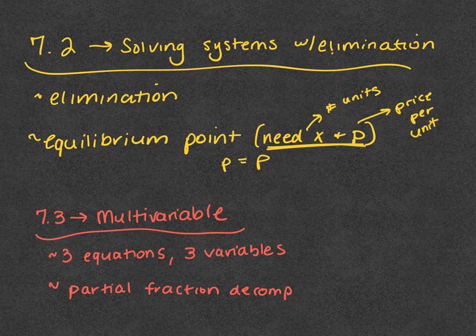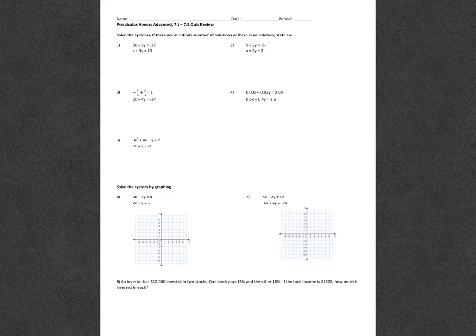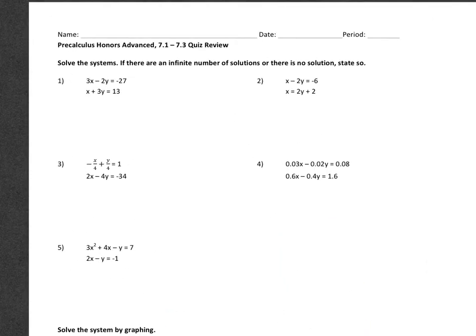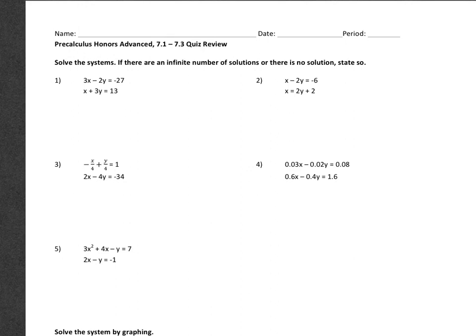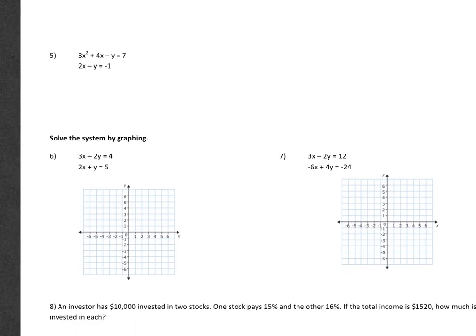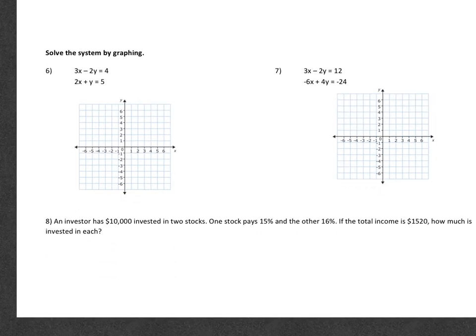And then 7-3 was your 3 variables, 3 equations, and the partial fraction decomposition that we just did on the warm-up. The review is on Canvas. Again, it's on the quiz assignment itself. You've got at the top your systems of equations where it lets you choose how you solve it, okay? And then you've got your graphing because you are going to have to graph. And then you've got your word problems.